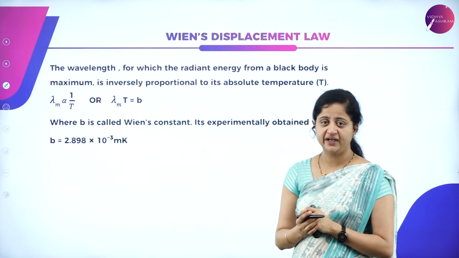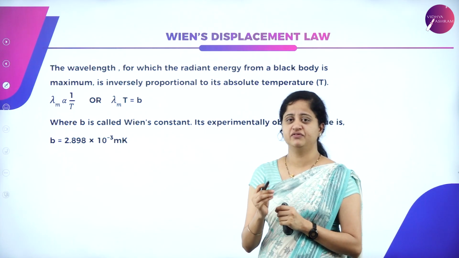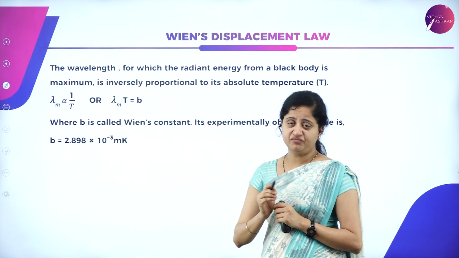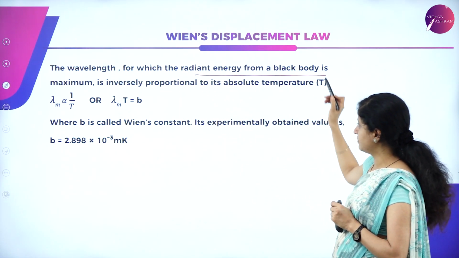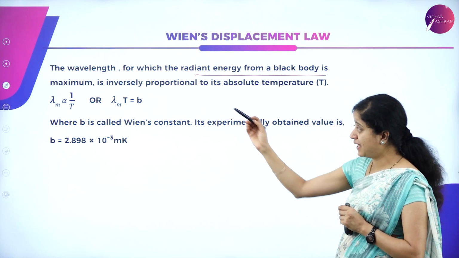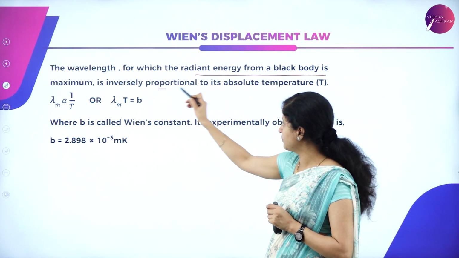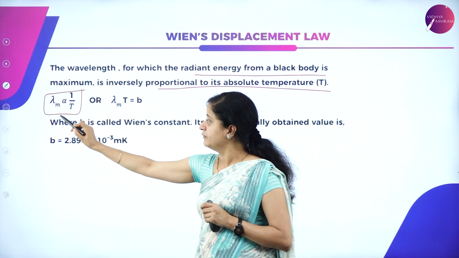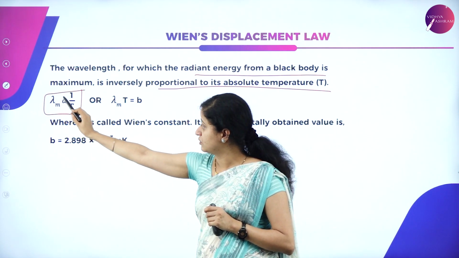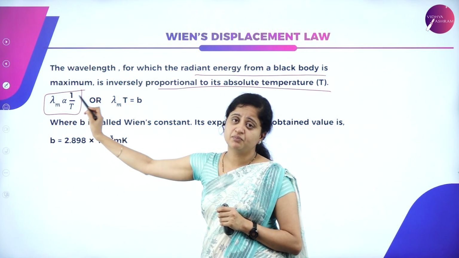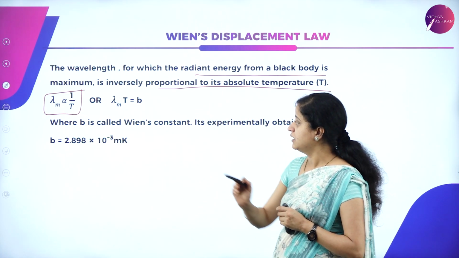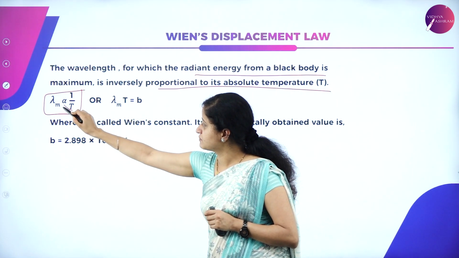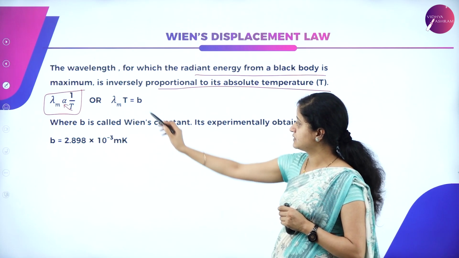So in the topic of radiation, we have certain laws, one of which is Wien's displacement law. It states that the wavelength for which the radiant energy from a black body is maximum is inversely proportional to its absolute temperature. The maximum wavelength is lambda m, which is inversely proportional to absolute temperature, or we can also write this expression as lambda m into T, by cross multiplying, which is equal to B.